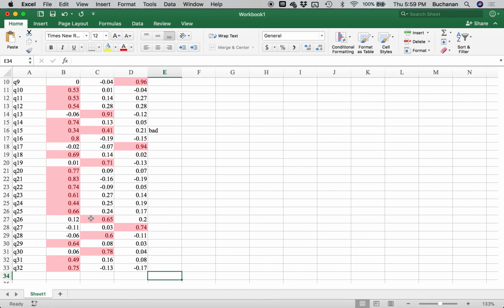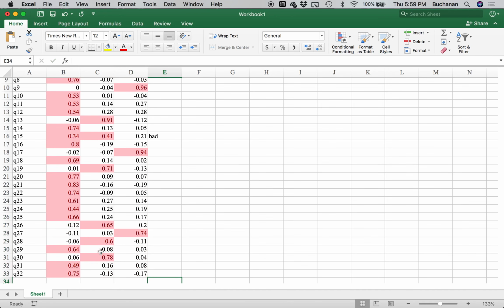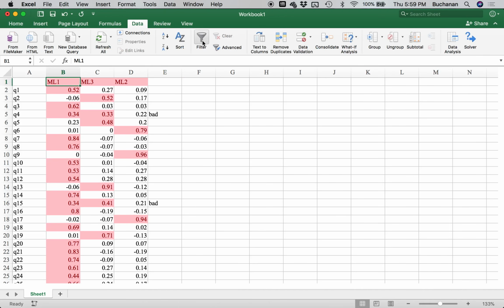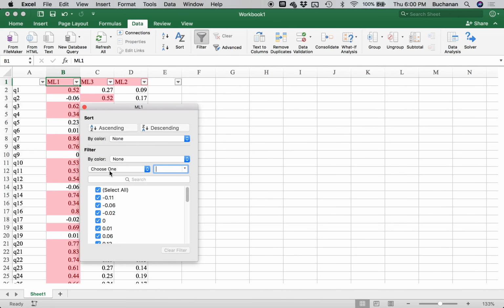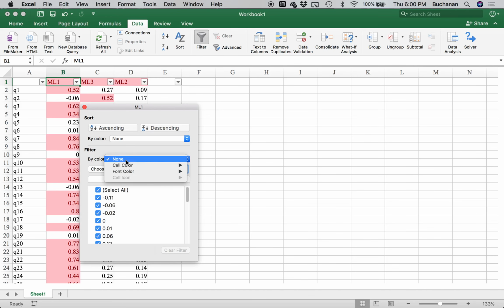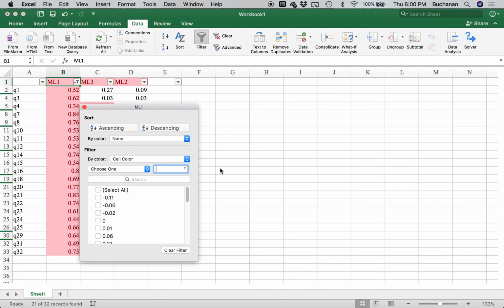Okay. And those appear to be the only two. This will just allow me to see kind of visually all the items that are bad. If you're working with a lot of items, you can also click Data and Filter. You can actually filter, click a little down arrow here, choose one, by color, and then pick the red.